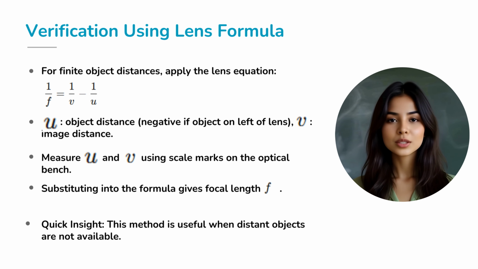Now, what if a distant object isn't available? Don't worry, physics has a backup plan, and that's where the lens formula comes in. For finite object distances, we apply the lens equation 1/f = 1/v - 1/u. Here, f is the focal length, u is the object distance, and v is the image distance. Remember, if the object is placed to the left of the lens, the object distance u is taken as negative. To use this method, we simply measure u and v directly using the scale marks on the optical bench.